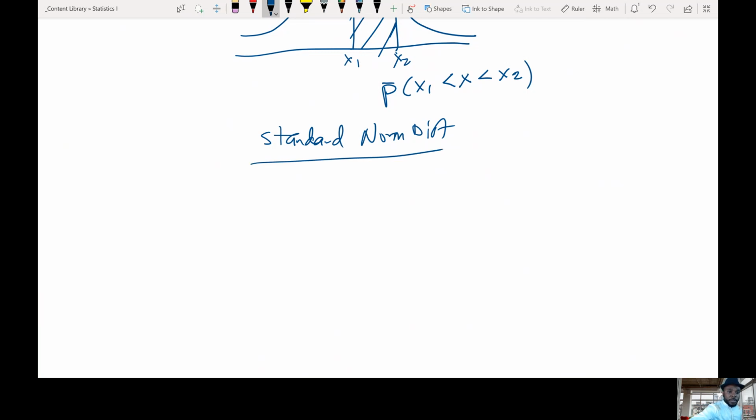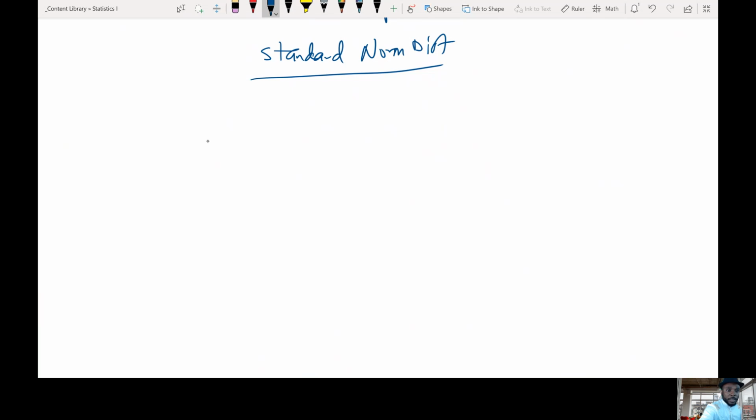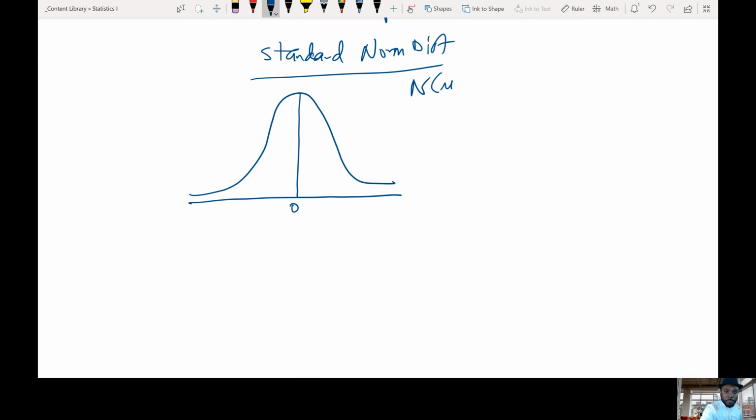Now, for a standard normal distribution, so assuming this is a standard normal distribution, the mean of a standard normal distribution is 0. So if we have a standard normal distribution where this is mean and spread, the mean is 0, the standard deviation is 1. So the mean is 0, the standard deviation is 1 for a standard normal distribution.